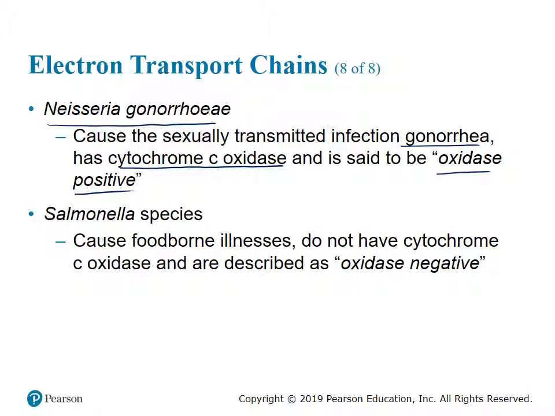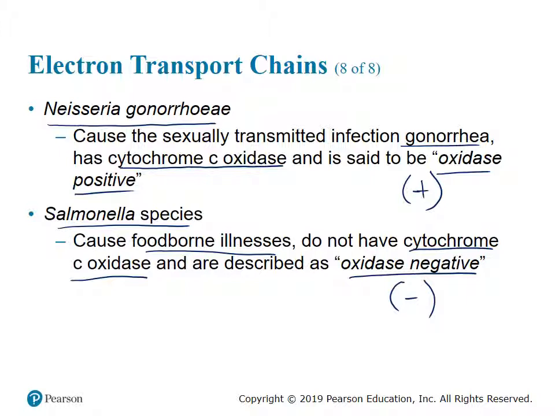So we can use even the types of electron carriers in the electron transport chain to identify an unknown species. Salmonella is the opposite. Salmonella causes foodborne illness, but it does not have cytochrome C oxidase, so that test would be oxidase negative, versus positive. Keep that in mind because we'll use this biochemical test in some of our lab.